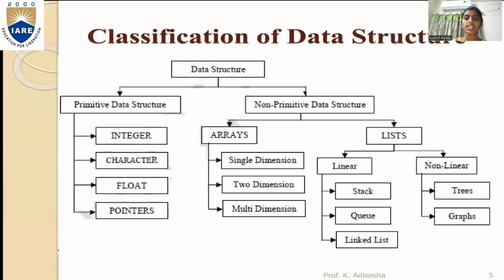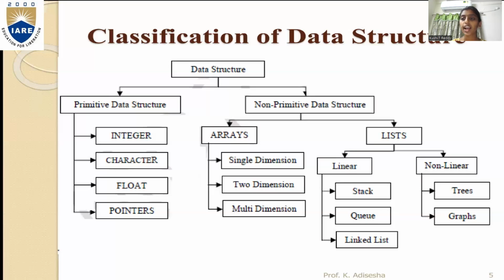Now let us see the classification of data structure. Data structure is classified into primitive data structure and non-primitive data structure. In primitive data structure, you have integer, character, float, and pointers. And non-primitive data structure is further divided into arrays and lists. In arrays, you will have one-dimensional array, two-dimensional array, and multi-dimensional arrays. And in lists, you will have a linear list and non-linear list.